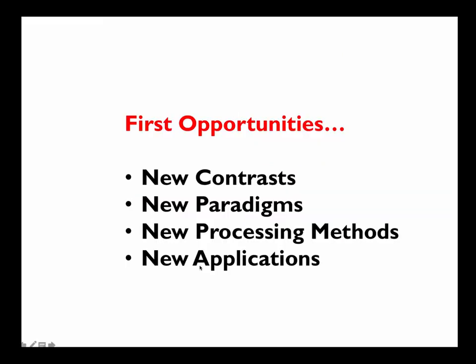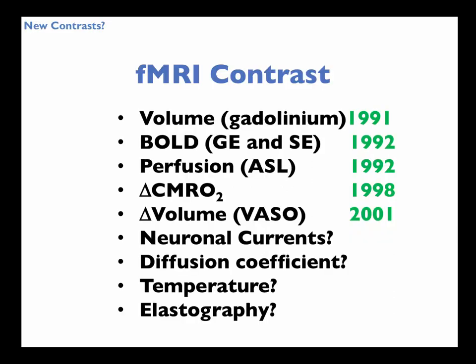Okay, so the first opportunities. What could be the new contrast? What could be the new paradigms? What are the new processing methods, new applications? So as far as fMRI contrast is concerned, there's a whole slew of new contrasts that came about. Of course, you had intravascular volume imaging, you had BOLD contrast, perfusion contrast came out at the same time. It wasn't as successful because it was less sensitive and it took longer in terms of temporal efficiency.